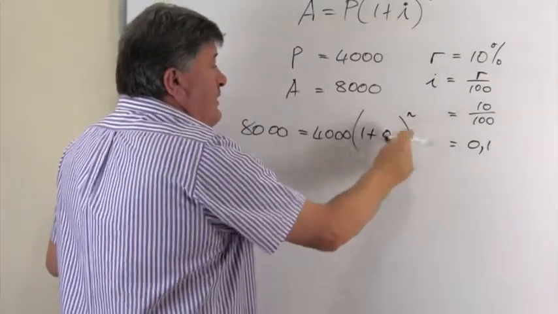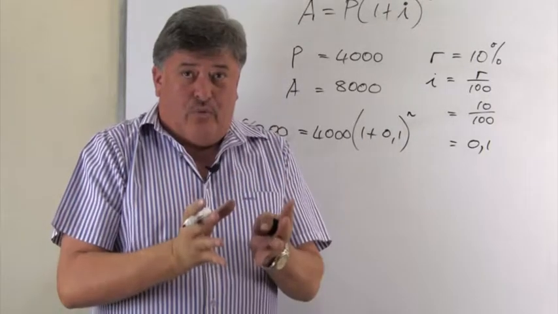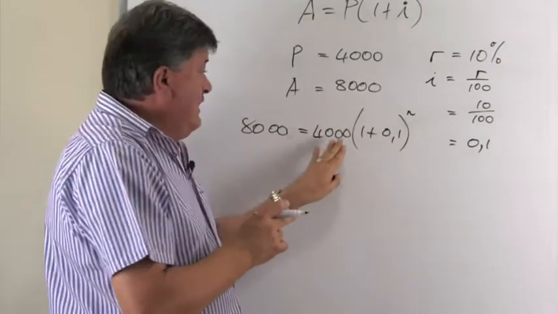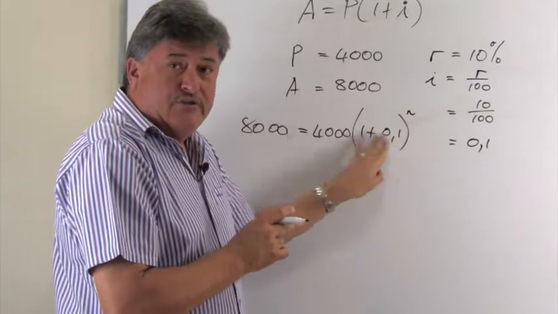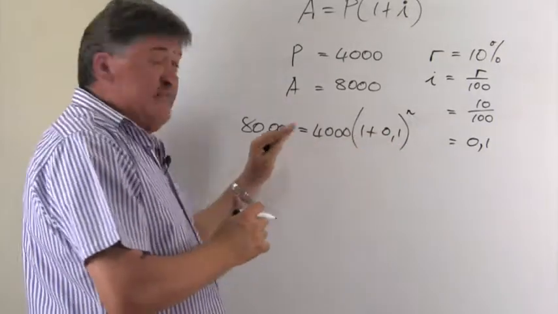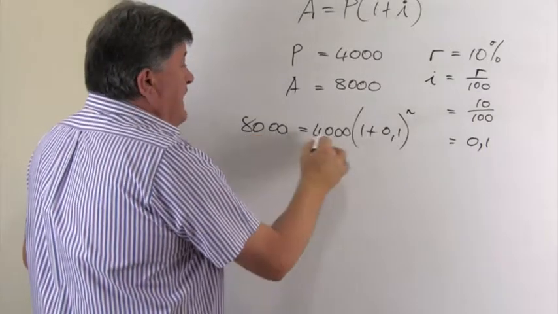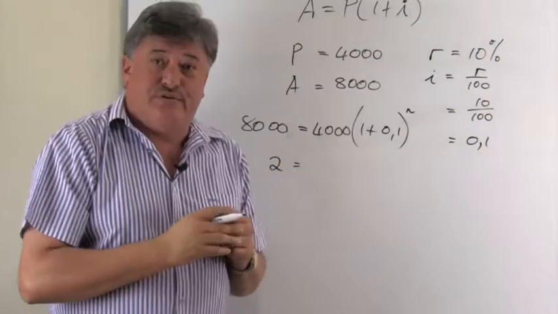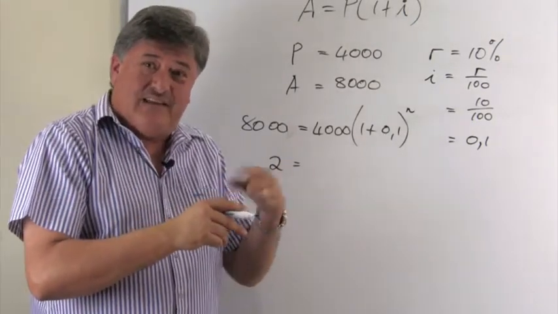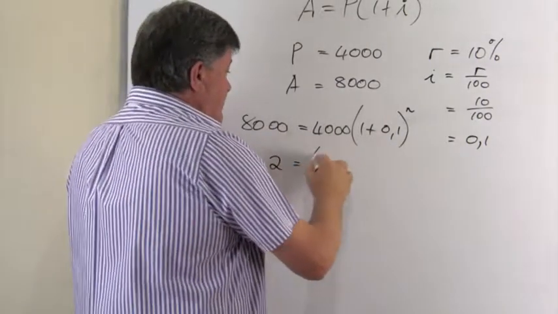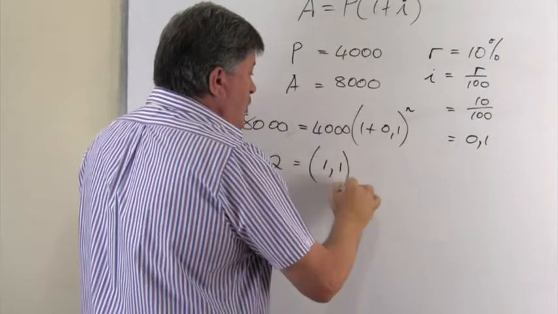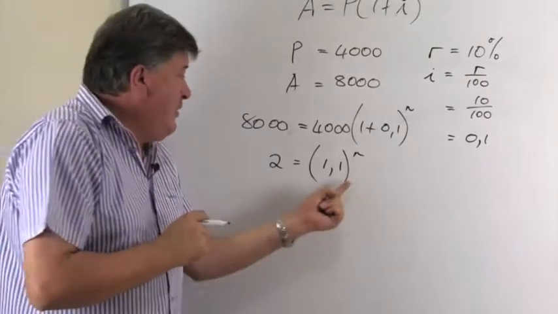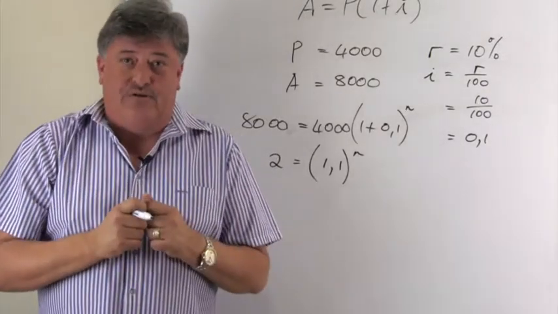Before we do so, we always want this bracket alone on one side. So we don't want anything else. So we need to get rid of the 4,000. It's just a multiplication, 4,000 times the bracket. To remove it, we will divide by 4,000. So we will get 8,000 over 4,000. And hopefully, if you agree with me, that is equal to 2. And that 2 represents the fact that it doubles. So we divide, it will give you 2. We can add those two numbers, 1 and 0,1, and it's 1,1 to the exponent of n. And now you have a very simple exponential equation.